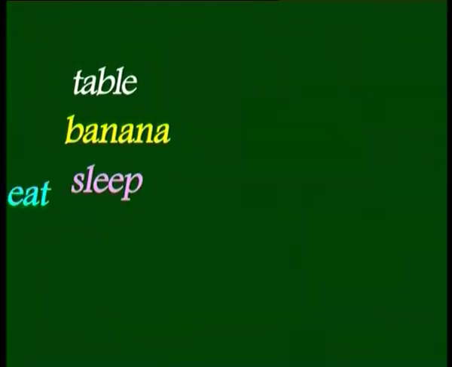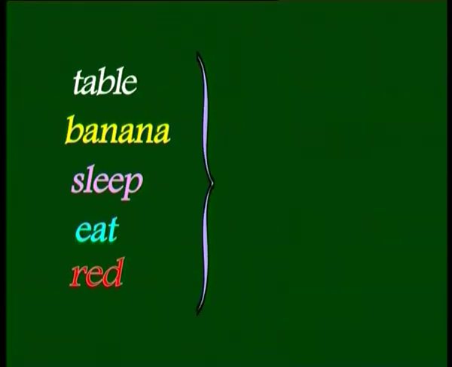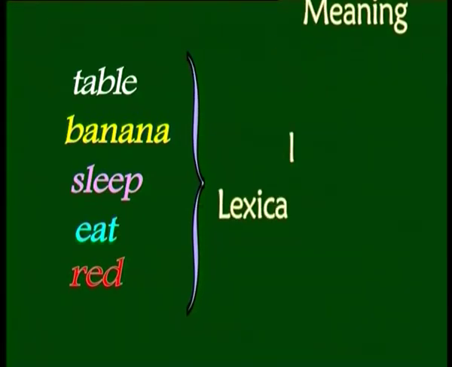Full words have some kind of intrinsic meaning. They refer to objects, actions and qualities that can be identified in the external world, such as table, banana, sleep, eat, red, etc. Such words are said to have lexical meaning.